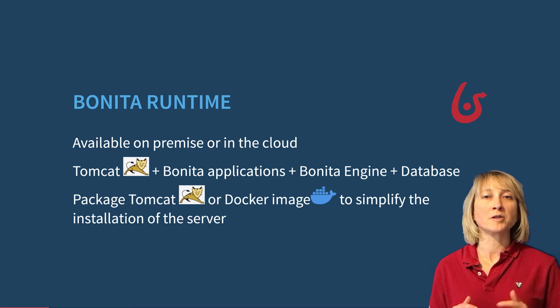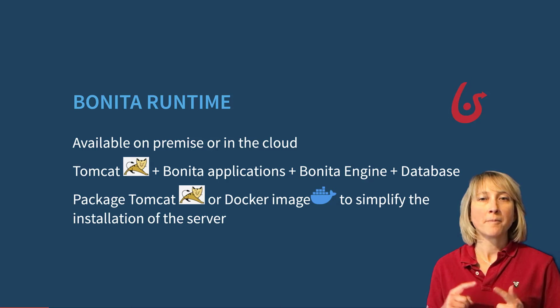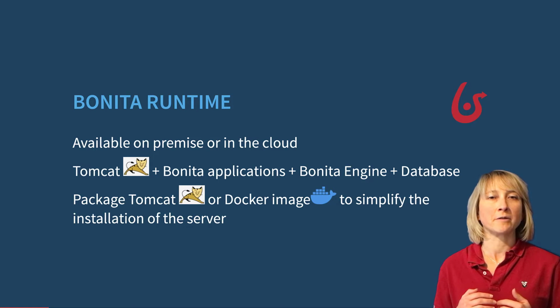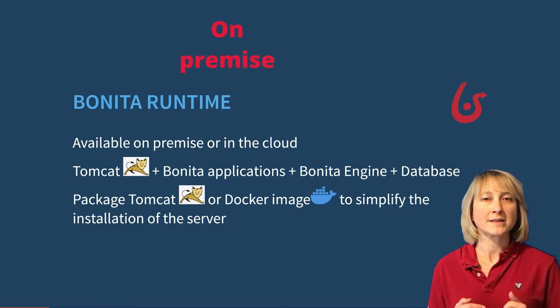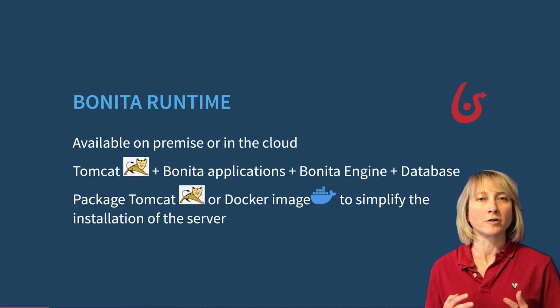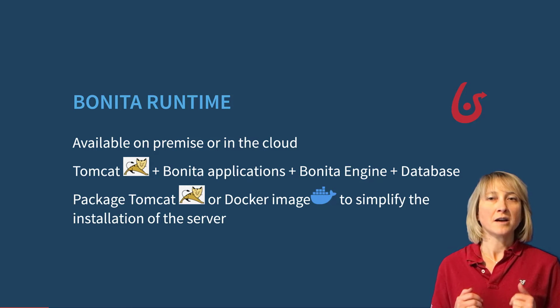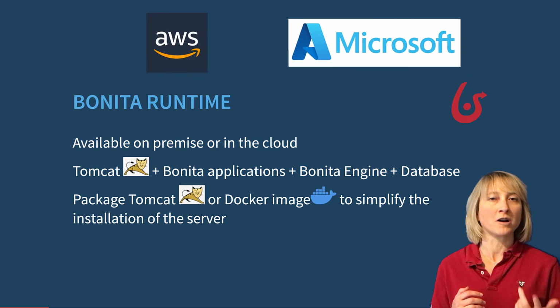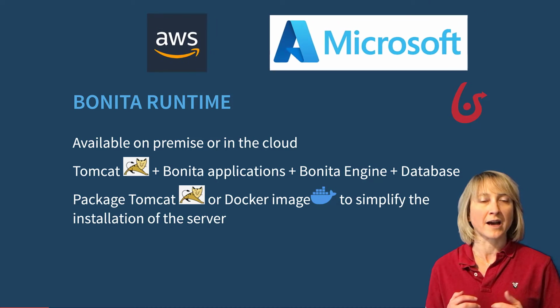Bonita Runtime is composed of an application server Tomcat, Bonita Engine, Bonita Applications, and a database. As we already said in the first chapter, Bonita Runtime is available on-premise or in the cloud. Bonita Enterprise Edition allows you to host your platform in a private cloud, with providers like AWS or Azure, or host your application on Bonita Cloud.